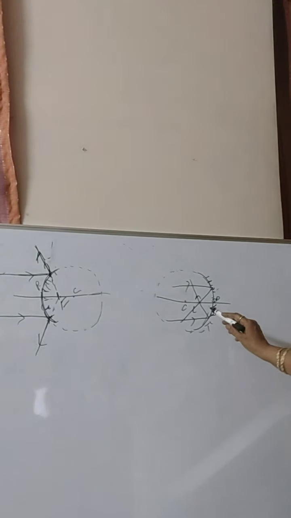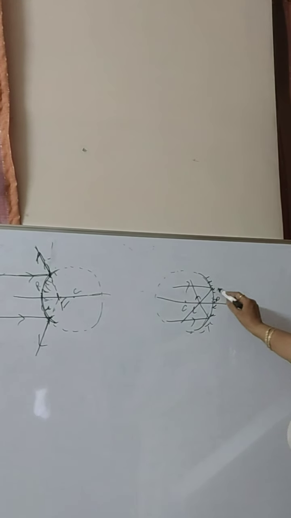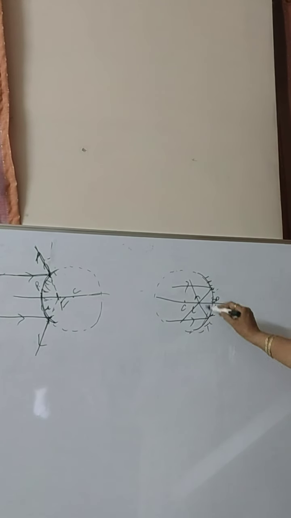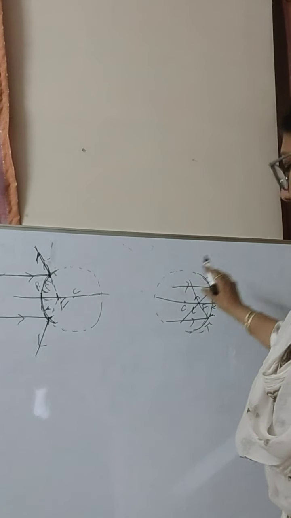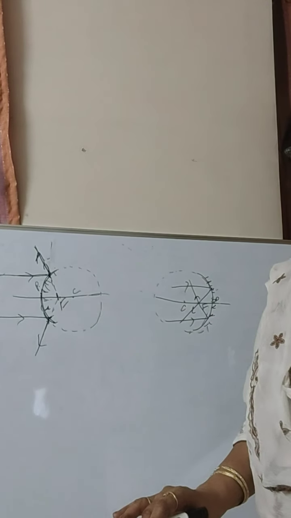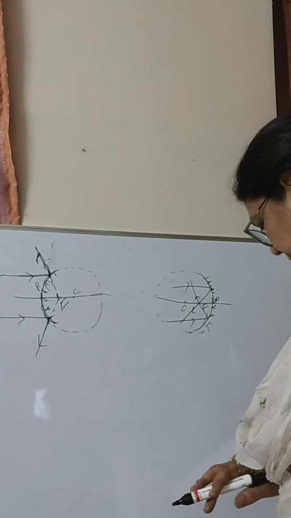In the case of the concave mirror, this is the converging mirror. The rays after reflection converge, and these 2 rays intersect at the same point. This point is called the focus of the concave mirror. So this is the 4th term. These 4 terms you have to keep in mind.